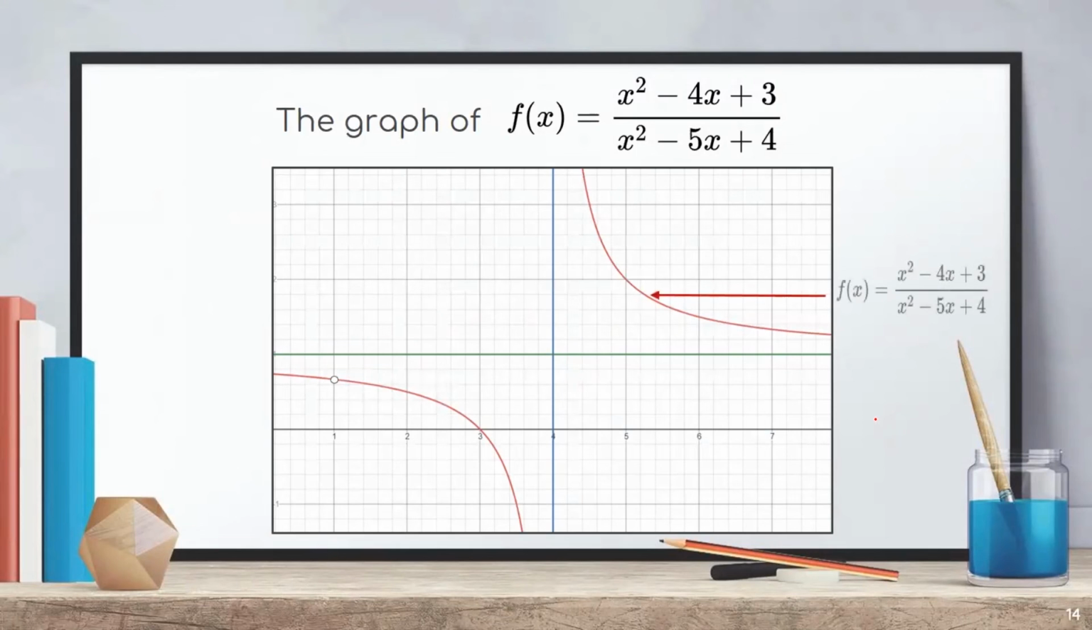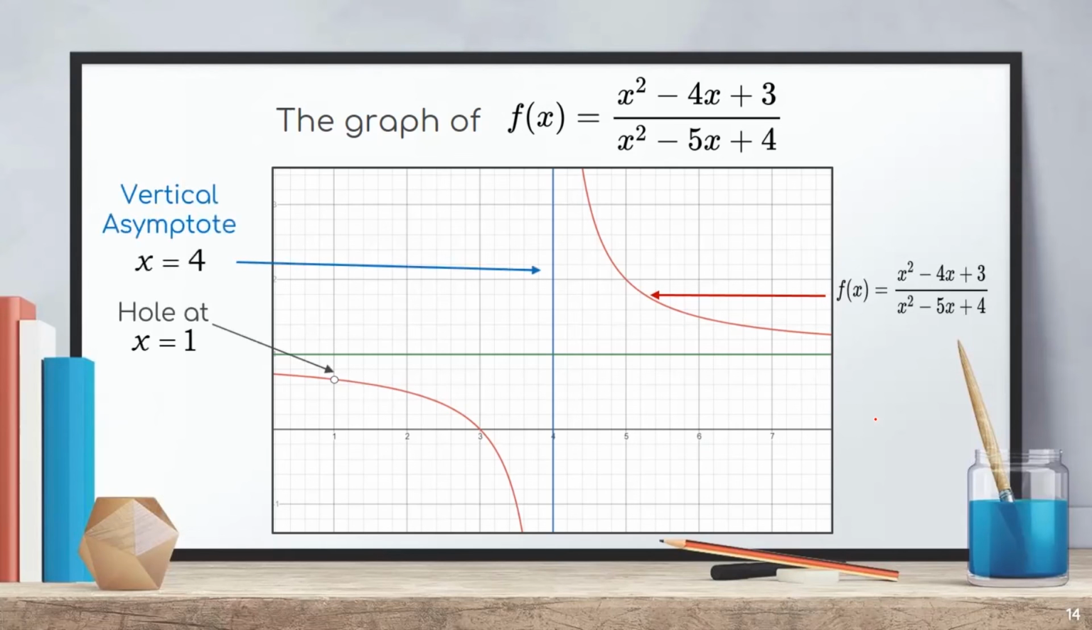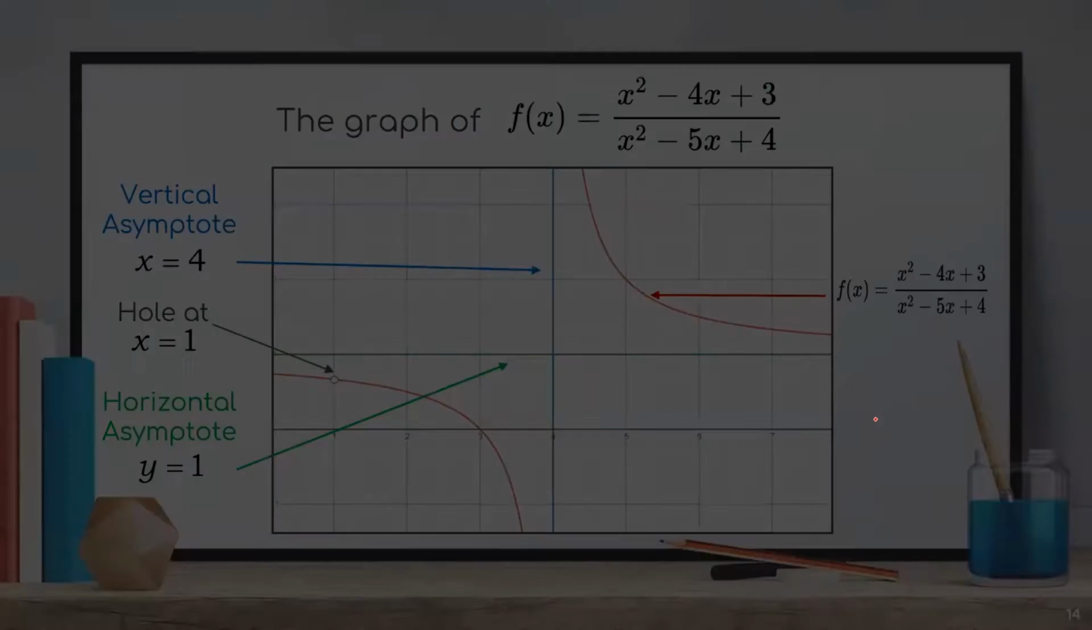This is the graph of the rational function f of x equals x squared minus 4x plus 3 all over x squared minus 5x plus 4. Notice that it has a hole at x equals 1, and the vertical asymptote is x equals 4, while the horizontal asymptote is the line y equals 1.